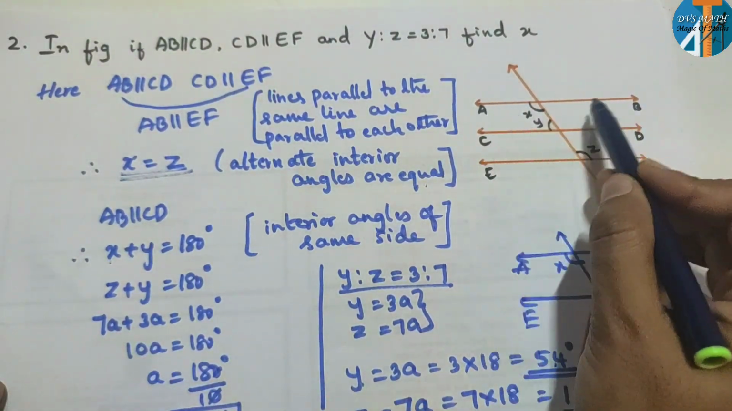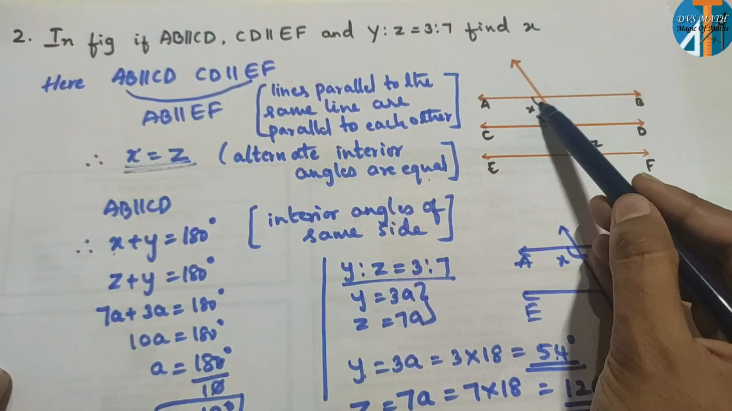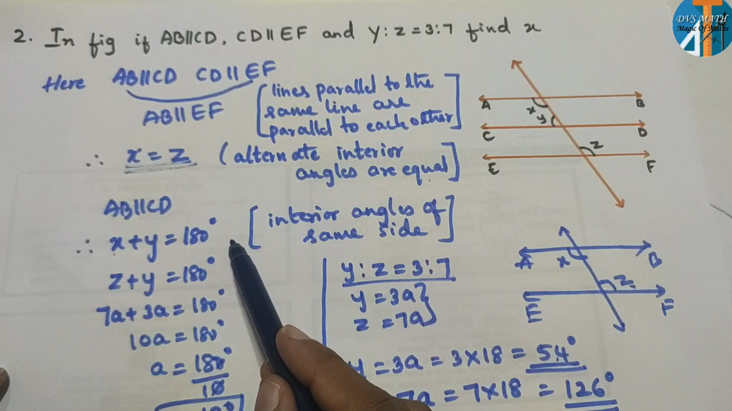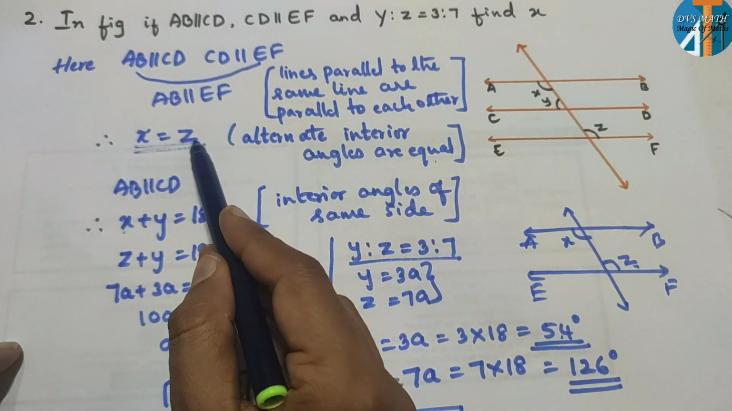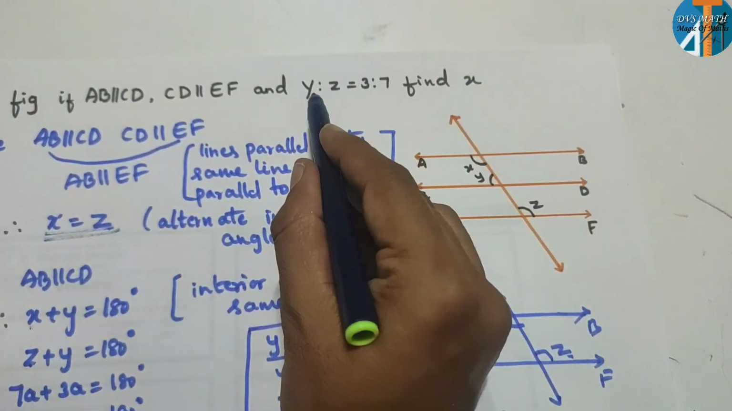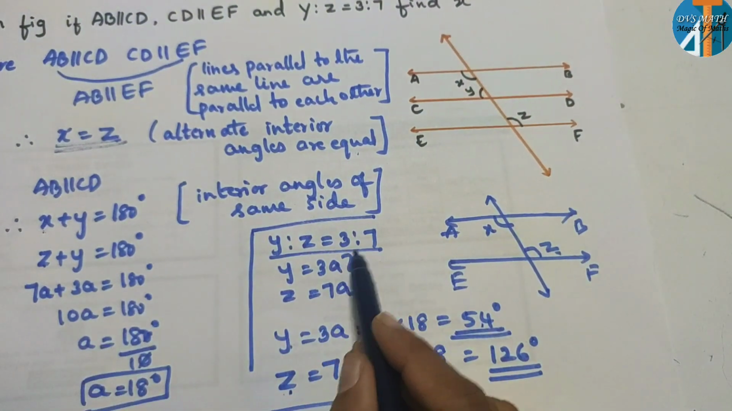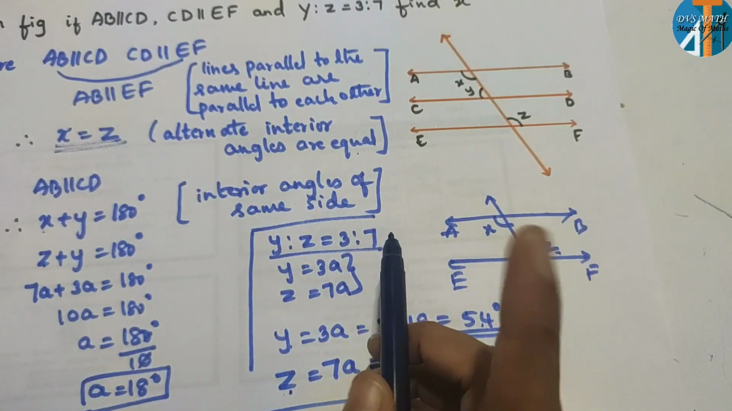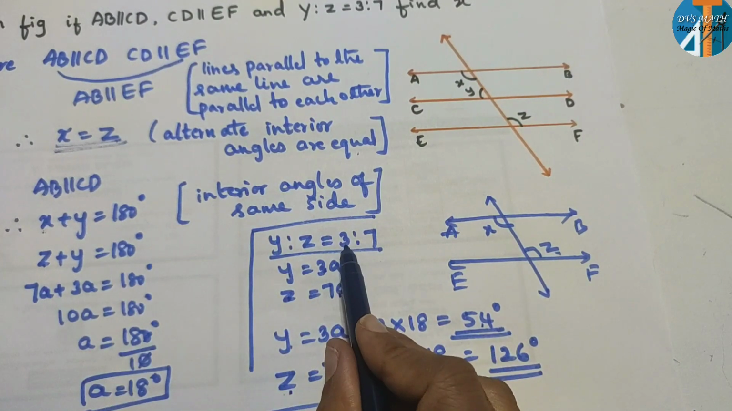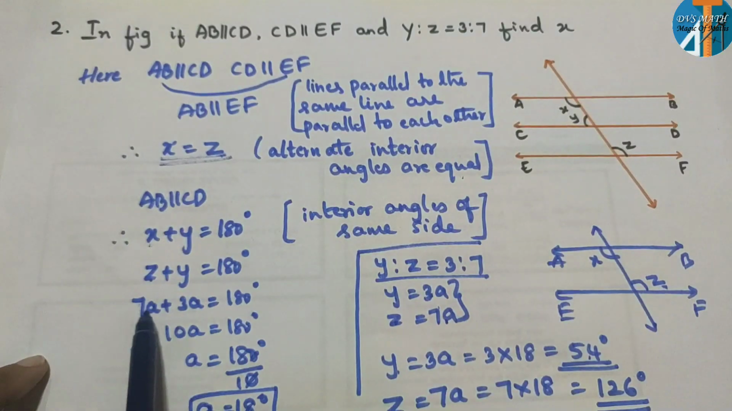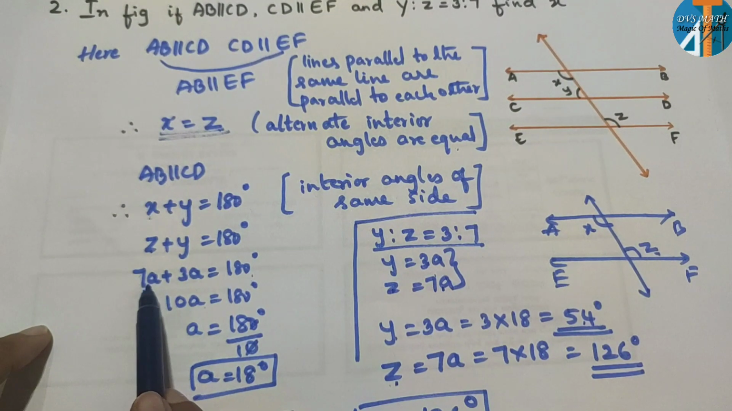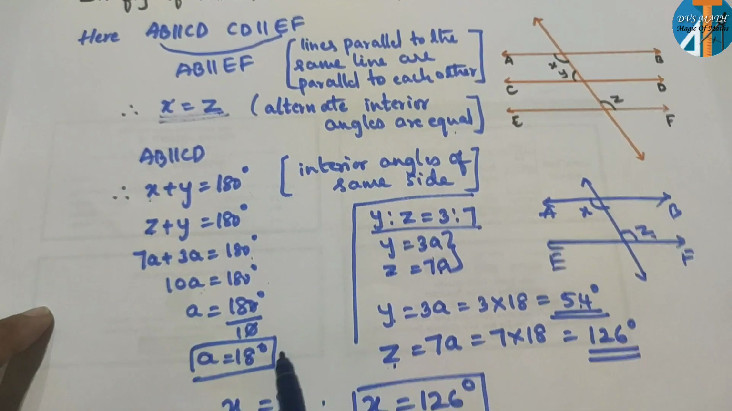Then we come to AB and CD. AB is parallel to CD, so x plus y is equal to 180 degrees, because interior angles on the same side are supplementary. Now in the place of x I am substituting z, as we got x is equal to z. Taking the ratio they have given, y is to z is equal to 3 is to 7. So we take one constant value, a: y is 3a and z is 7a. Substituting, 7a plus 3a is 10a is equal to 180, so a is equal to 18 degrees.